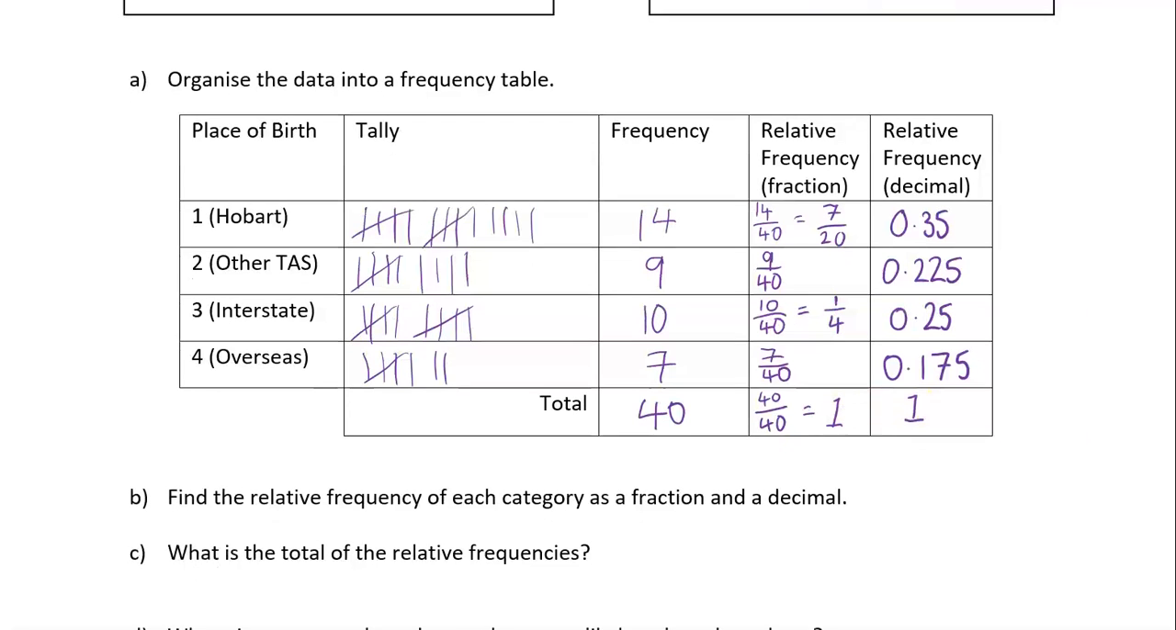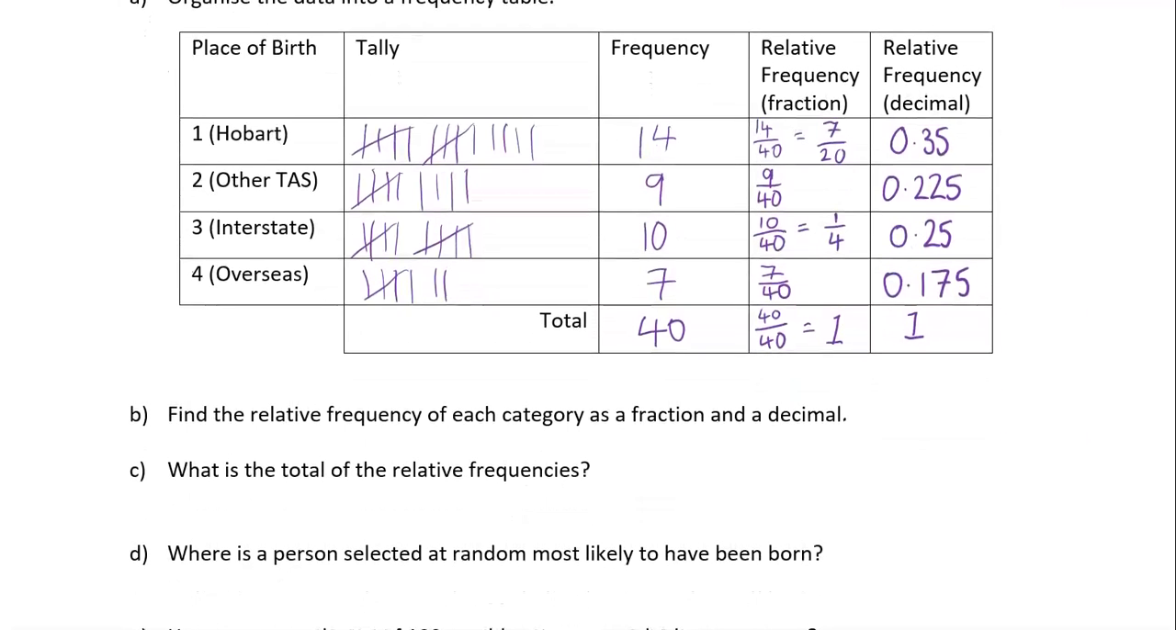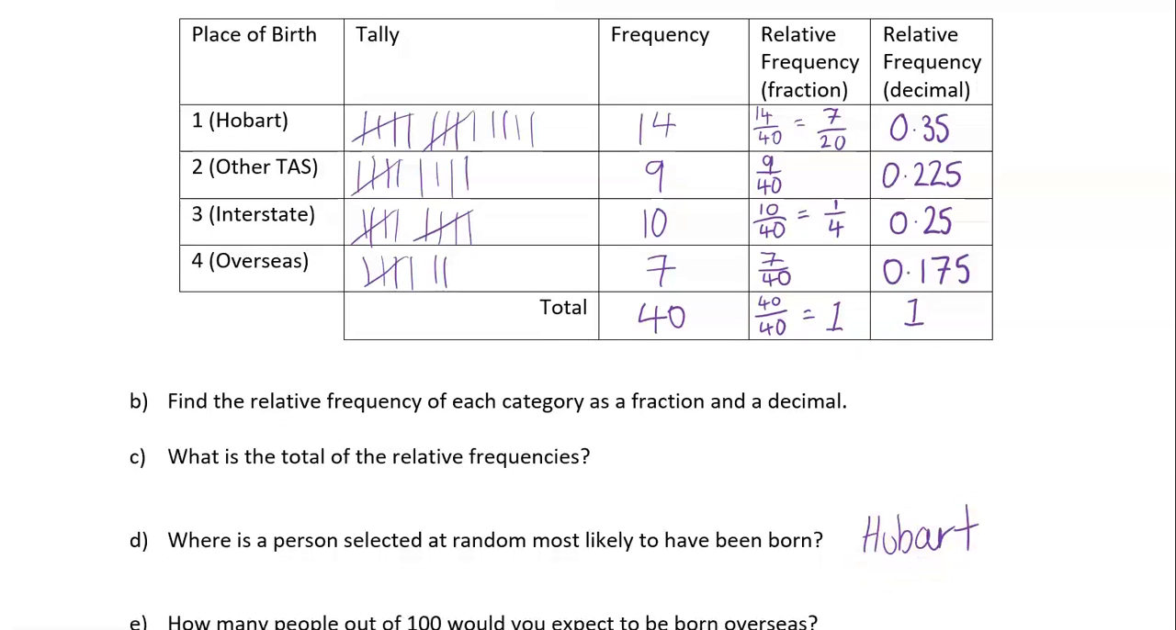Part D of our question says, where is a person selected at random most likely to have been born? Well, let's have a look at the probabilities. There's a 0.35 probability of being born in Hobart, 0.225 probability of being born in other places in Tasmania, 0.25 probability of being born interstate, and 0.175 probability of being born overseas. So the highest probability is Hobart. So that means it's most likely that a person selected at random will be born in Hobart based on the survey that was conducted.